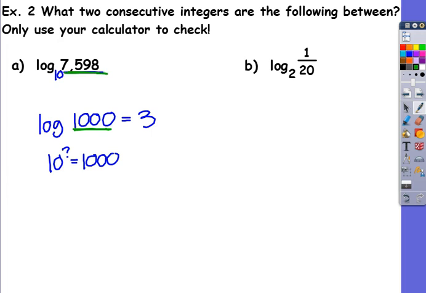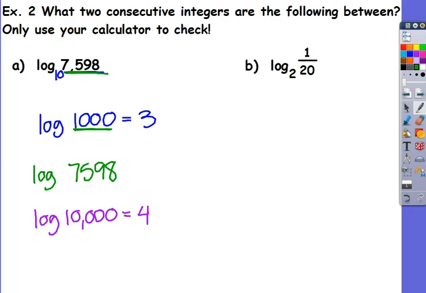7,598. So now I want to find an argument that's bigger than 7,598. So I'm going to go log base 10 of 10,000. Or this is like saying 10 to what power is 10,000? Well, that would be 4. So log of 1,000 is going to be less than log of 7,598. Log of 10,000 should be more than 7,598 since my argument is larger than that. So my answer should be somewhere between 3 and 4.